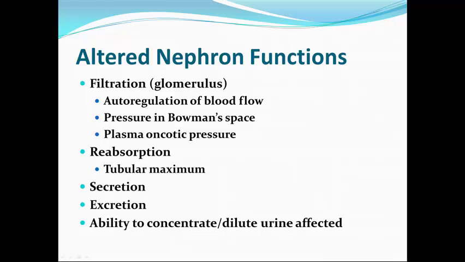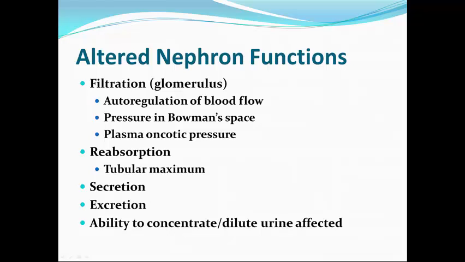All right. So when we think about altering nephron functions, we not only have to think about what the glomerulus and the tubules are doing, we also have to think about how those tubules are responding and how the glomerulus also is responding to hormones: the renin-angiotensin-aldosterone system, atrial natriuretic peptide, ADH. So if we alter those nephron functions, the ability to concentrate and or dilute the urine is going to be affected.